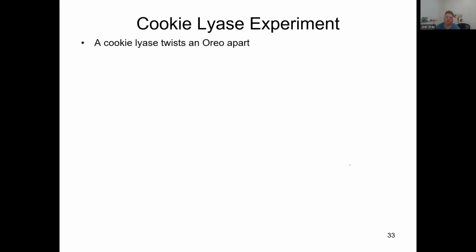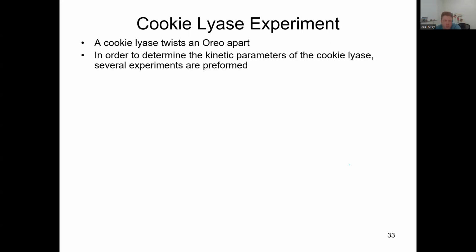experiment. What this experiment consisted of was people would be handed Oreos and told, hey, you are a person who has an Oreo and you can convert this into a product. Your substrate is the Oreo, your product is that Oreo that's been twisted apart. Cookie lyase is the name of the enzyme. It twists an Oreo apart. This is not a real enzyme. This is simply an example in a model.